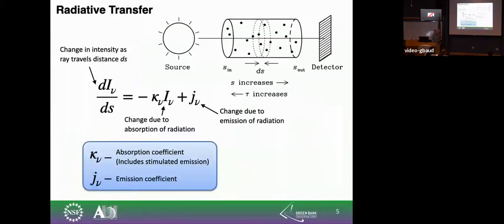And this brings us to radiative transfer. So that source is emitting photons. Those photons travel through space, and in this simple example, we have a cylinder of space that the photon is traveling through. There are molecules in there, atoms in there, all kinds of things that can happen to a photon traveling through that space.